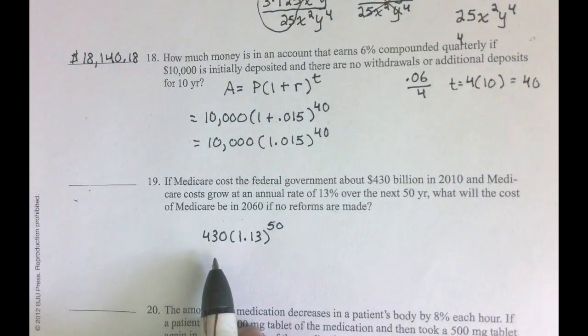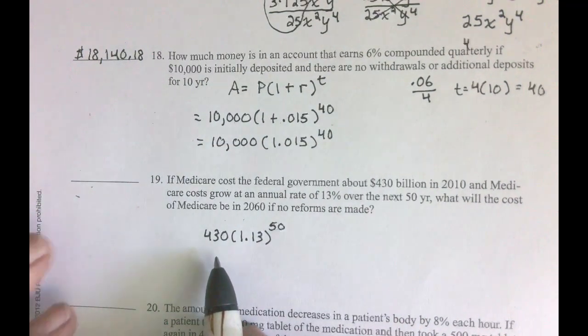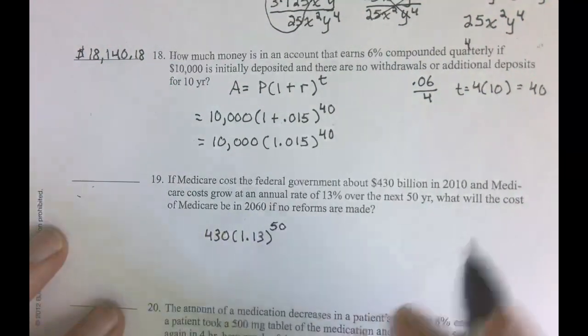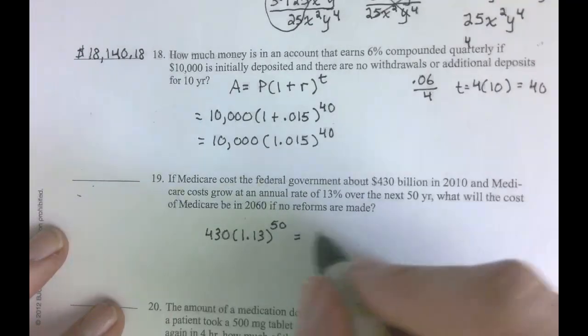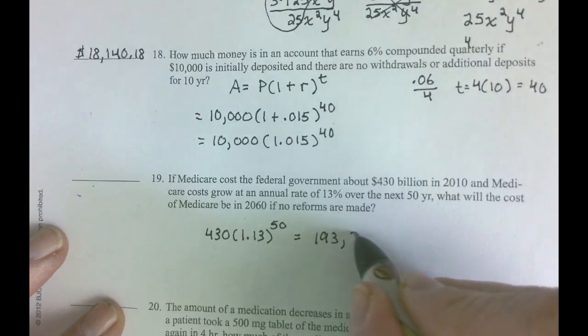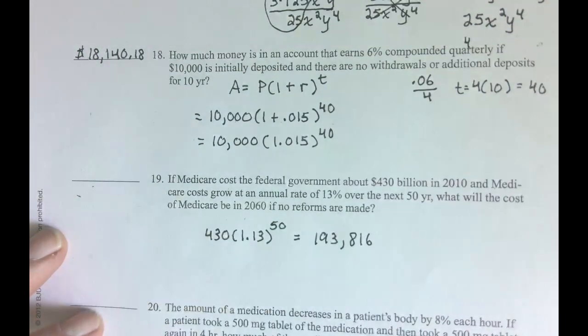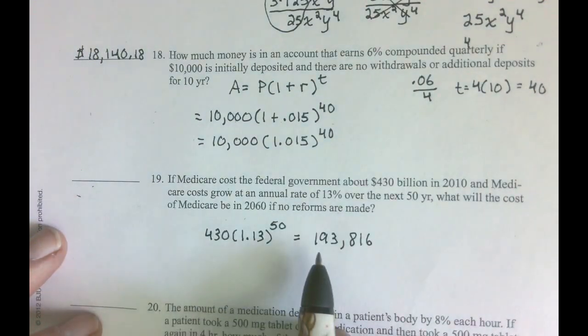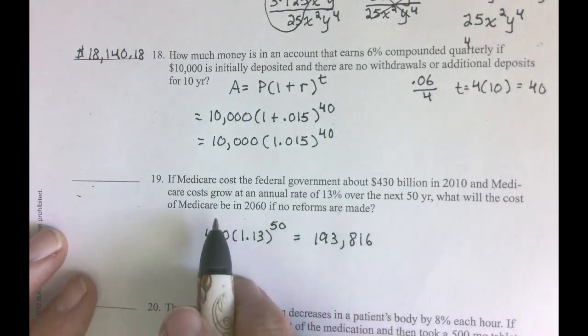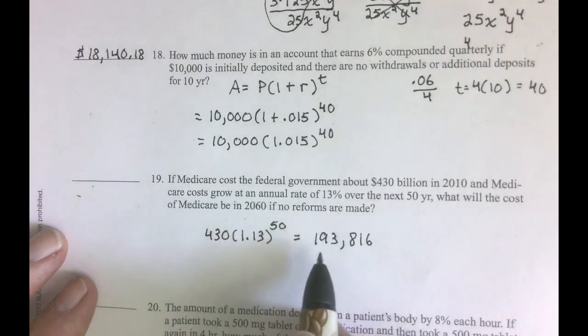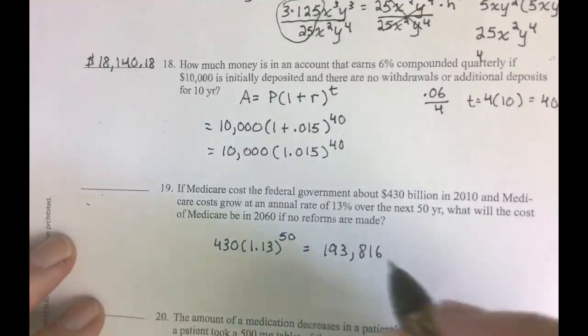We just need to remember that it's actually 430 billion, right? So you do this number here and plug it into your calculator. What you're going to get is 193,816. Now remember, that's in billions of dollars, right? So one way you could write your answer is just 193,816 billion. That would work.